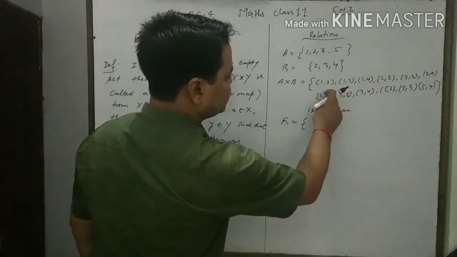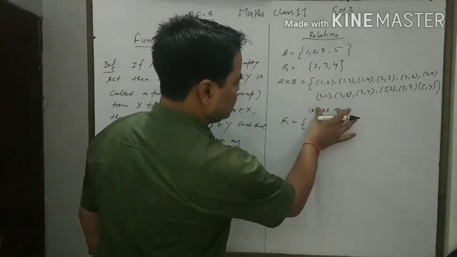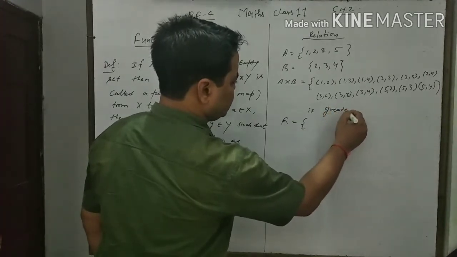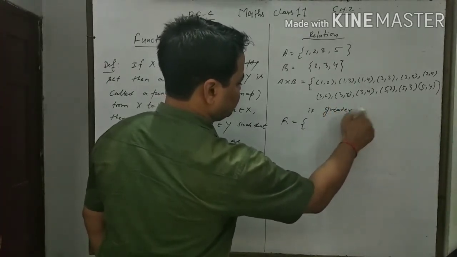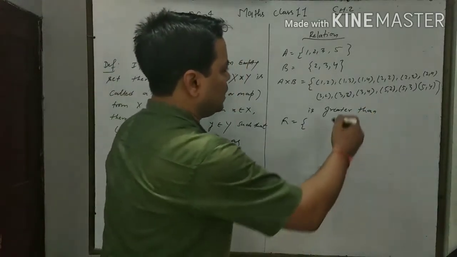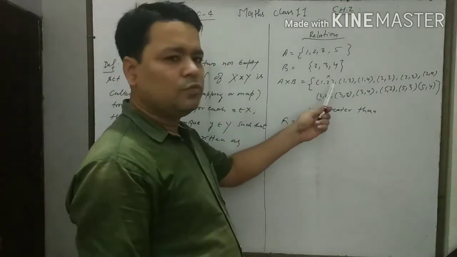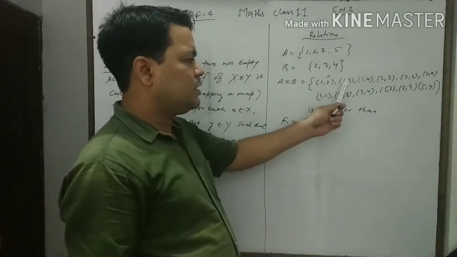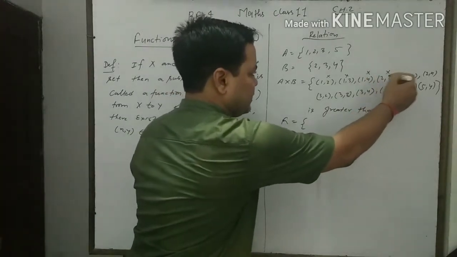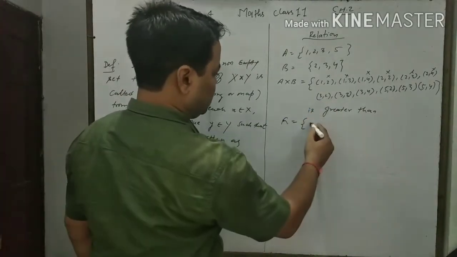It will be better to write the relation is greater than. Here we first find that we cannot take (1, 2) because 1 is not greater than 2. Here 1 is not greater than 3, therefore we cannot take this also. We cannot take this, this, or this, in this way. But here 3 is greater than 2, therefore we can take it.